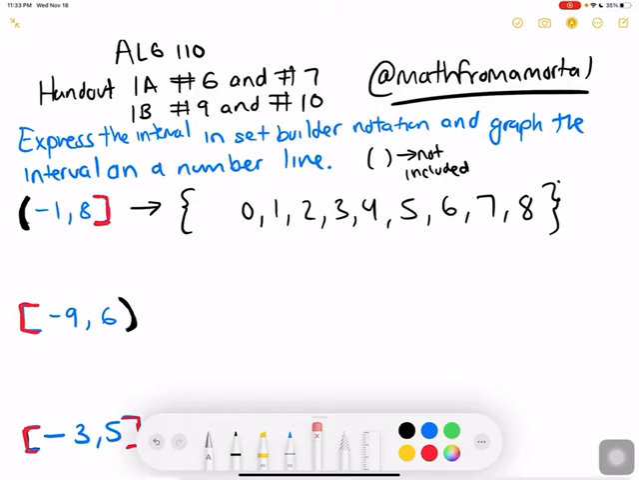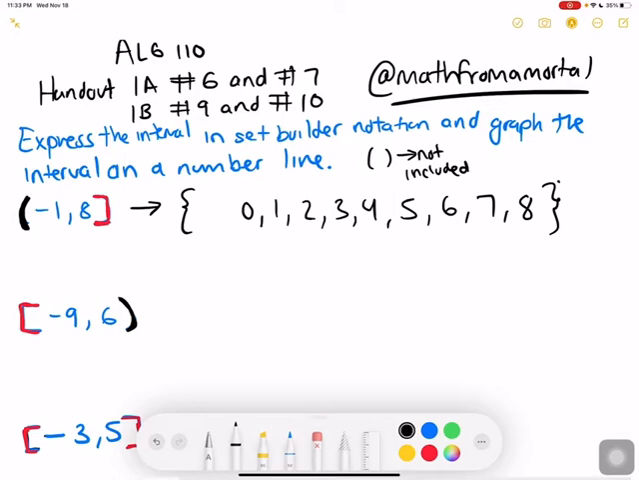Of course, there might be some other numbers in here, like -0.1, that is also part of it, all the way to -0.9 and so on and so forth. But we're not talking about decimals. So everything all the way to -1 except -1. That is not included.